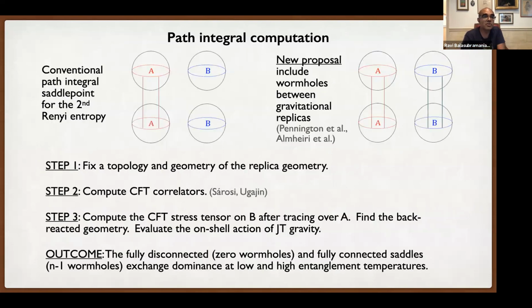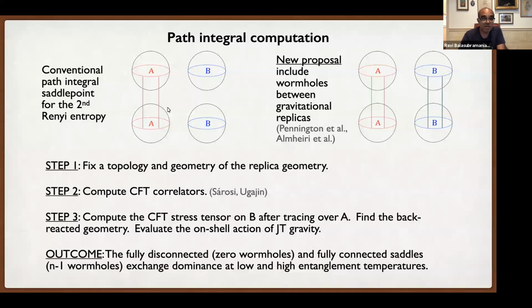So normally, if you do this path integral calculation, let's say for the second Renyi entropy, what you would do is put a cut in universe A, and then you would take rho A squared. This is what you would do. And the universe B would just go along for the ride, because you're not computing the entanglement entropy of B, you're computing the entanglement entropy of A, and you've traced out B. Effectively, the new proposals say, following ideas that people have been talking about in quantum gravity for now decades, that since B is gravitating, you must include wormholes between the gravitational replicas. That's the new prescription. So there are these kinds of saddle points, and there are these kinds of saddle points.